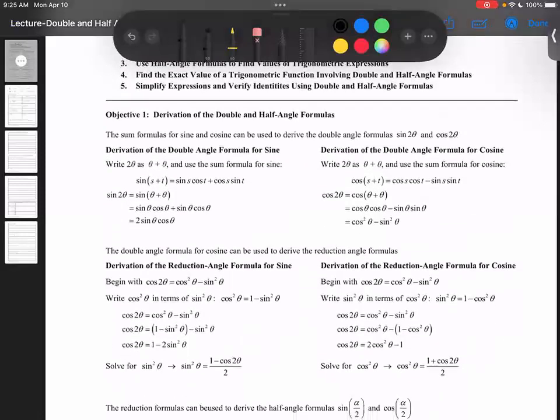I'm going to derive this one. The left one is just the same thing, right? Because on the exam we're not going to ask you to derive it. Just in the lecture I need to explain to you where it comes from. So imagine I want to know what happens to cosine of 2 theta. I'm going to split 2 theta into theta plus theta.